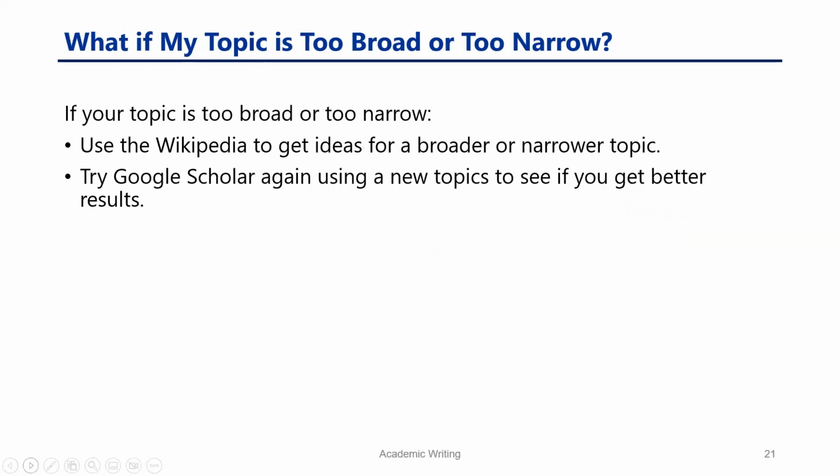So if your topic is too broad or too narrow, use Wikipedia to get ideas for a broader or narrower topic by clicking on those blue links in the article and bringing up another article and see what kind of good words are out there. Then, when you think you have some better words, try Google Scholar again using these new potential topics to see if you get better results. Again, in the 100 to 300 count range.